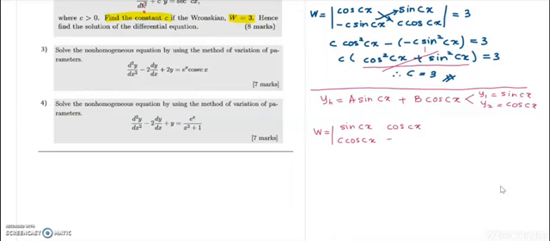And the derivative of cos CX is negative C sine CX. And given by the problem, the value of W is 3. So if you proceed further, then you will have negative C sine square CX minus C cos square CX equals 3, which is now negative C, then you have sine square CX plus cos square CX equals 3.